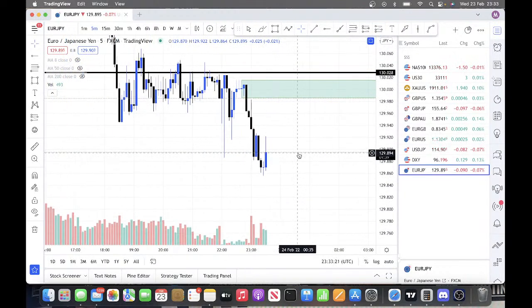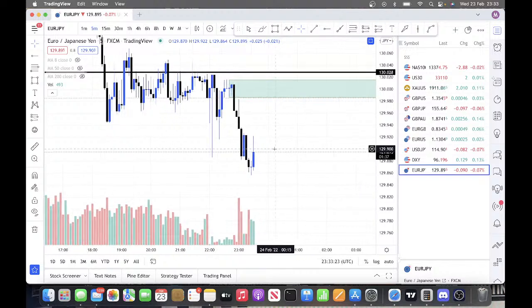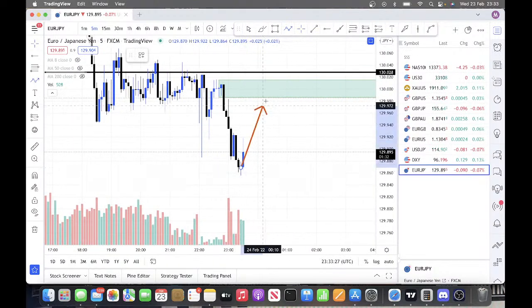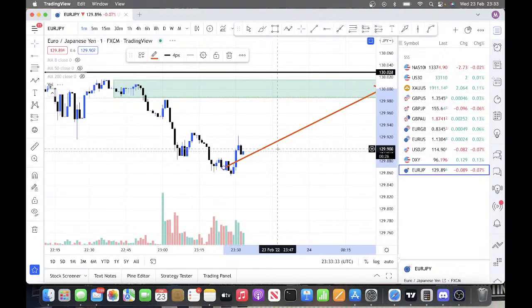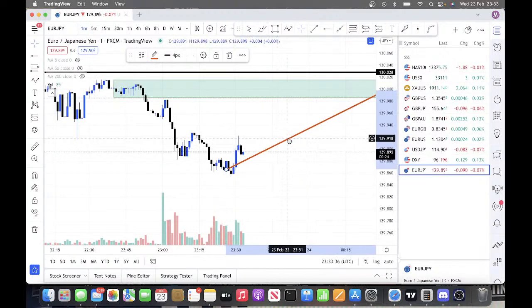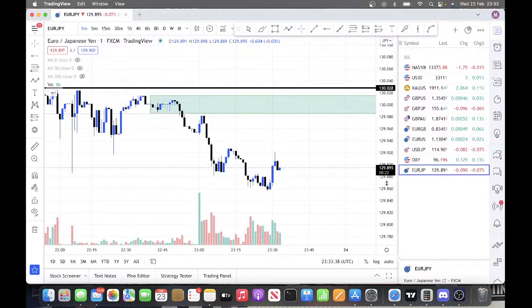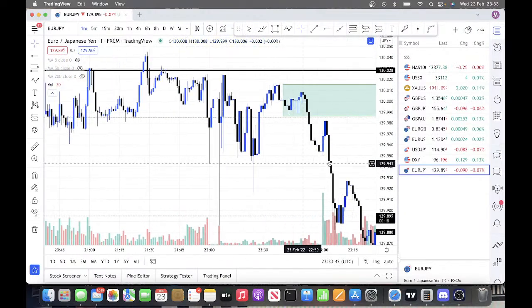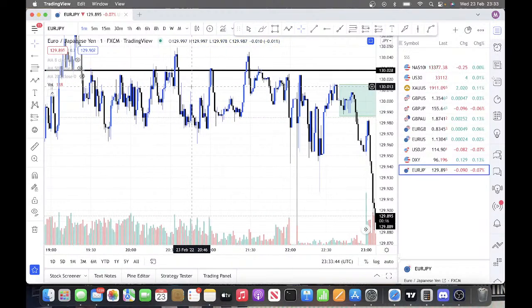If it does so, this is the thing about this strategy, you need to be patient. So if it does come up to here, let's say price does come up here, what are we now looking for? We're hopping on the 1 minute chart. We're looking for a weak to strong hand. We're looking for the change of structure. You can see here, this is a nice example of it happening.